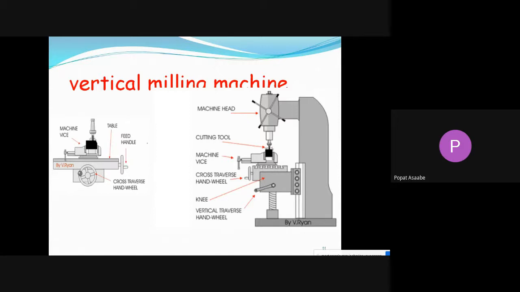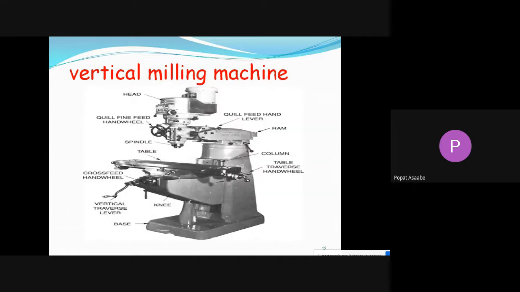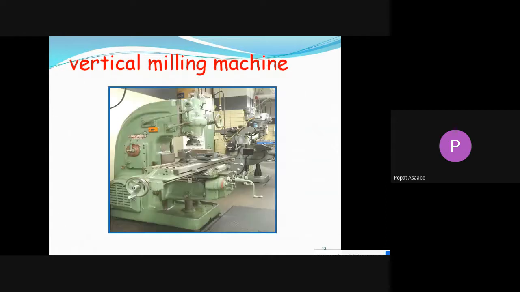See here, this is the animation. This is the vertical spindle, and here the cutter is mounted, and we are feeding the work against the rotary cutter, and the cutter removes the metal from the workpiece. In this manner the vertical milling machine works. This is the real picture.